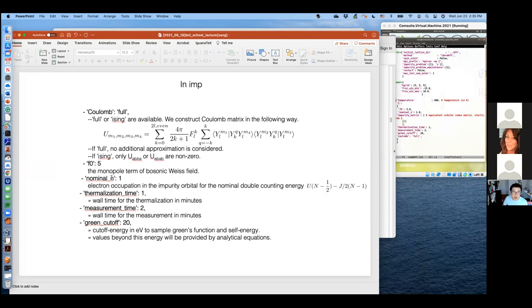And this nominal n is to set up the double counting energy. If we set it to 1, then we will use 1 here for the nominal double counting energy. And we can set the temperature, and we can set the Green's function cutoff. For the case of LDA plus DMFT, 10 eV is just enough. And for the case of the LQSGW plus DMFT, the cutoff should sometimes be more than 50.